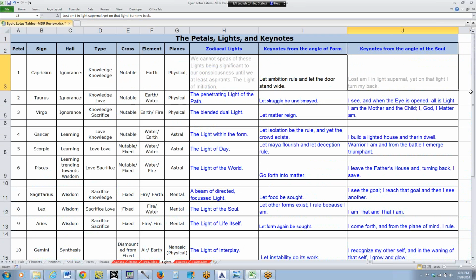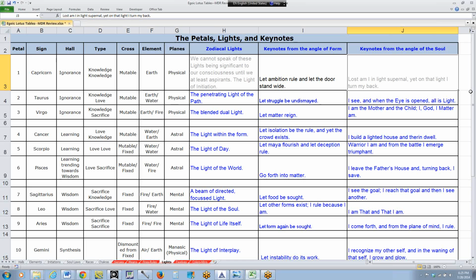Then, lost of mind, light supernal, it's a ninth petal thing, isn't it? With the third initiation, I see when the eye is open, all is light. It starts at the second petal with the second initiation, but it goes to the third and beyond. I am the mother and the child, I God, I matter am. There's the realization of synthesis here. Again, the three aspects have come together. It's third initiation. I build a lighted house and therein dwell from the first initiation onward, so from the seventh petal onward. Warrior am I, and from the battle I emerge triumphant from the fifth petal.